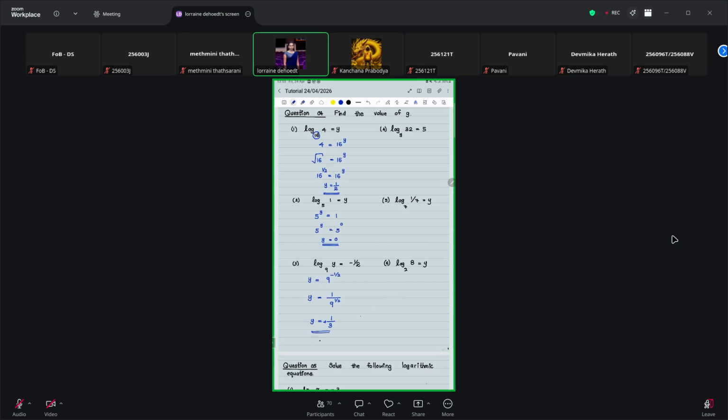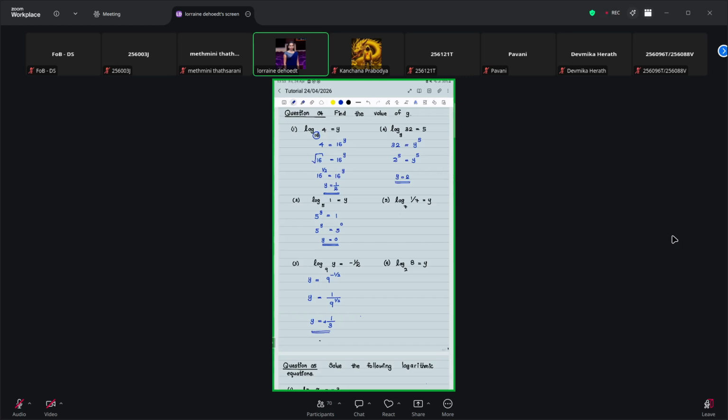Okay, then the fourth one. You can write this one as 32 equals y to the power 5. Yeah, that means 32 is 2 to the power 5, no? 2 to the power 5. So we can see the indices are equal. That means the bases are also equal. So y equals 2.